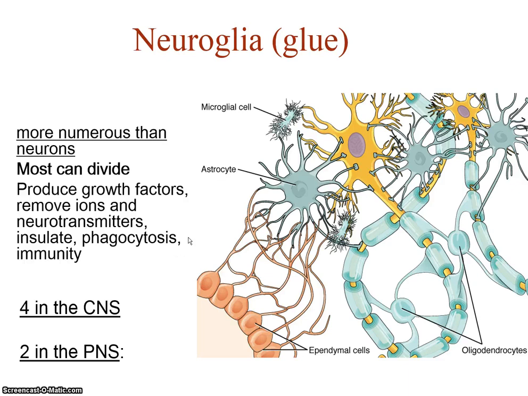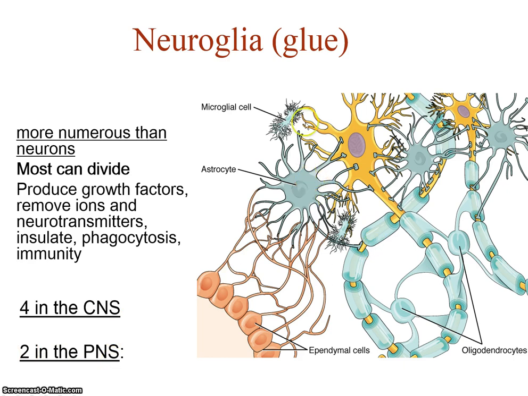They have some phagocytosis, so they can consume debris and damaged cells, and they also have some immune function to them. They really outnumber the neurons, quite a few more neuroglial cells. Most of these can divide, whereas your neurons don't, right? They are arrested in G0 of the cell cycle, right? There are 4 in the central nervous system and 2 in the peripheral.